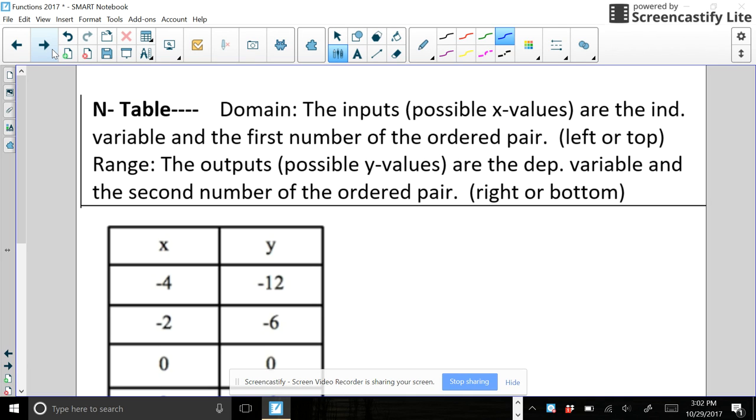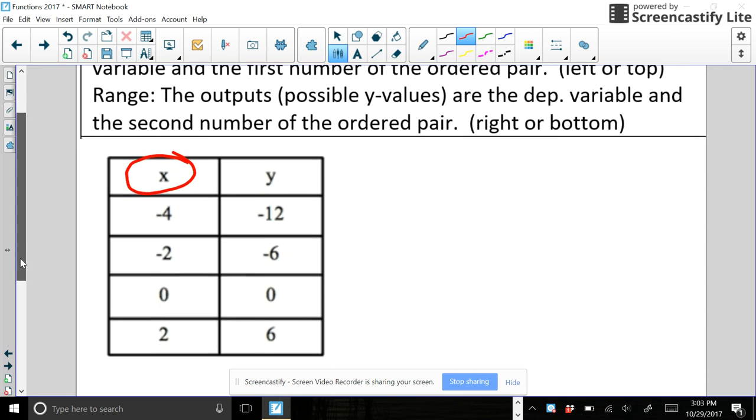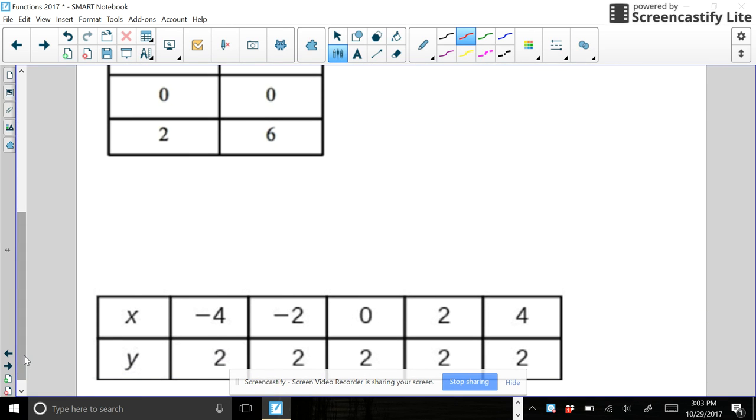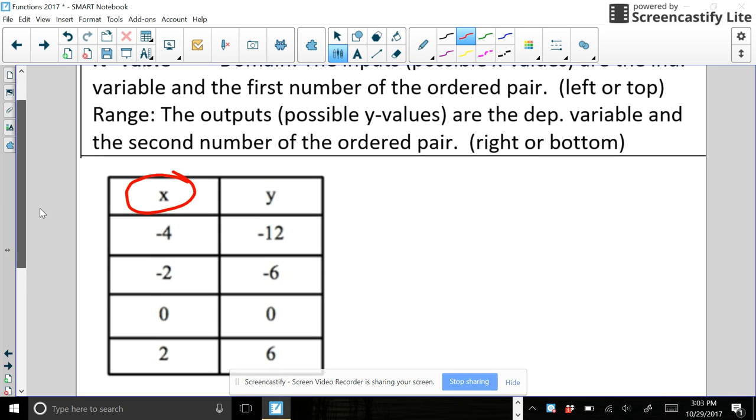When you're done with your definitions, on the inside of your foldable, we're going to do some examples of different representations. The first example we're going to do is a numeric representation, which is a table. Domain are the inputs, all our possible X values. Remember, they are the independent variables and they're the first numbers of the ordered pair. So in a table, they're going to be on the left, or if you have a sideways table, they're going to be at the top. All we have to do is list the items in the domain that we see in the table.